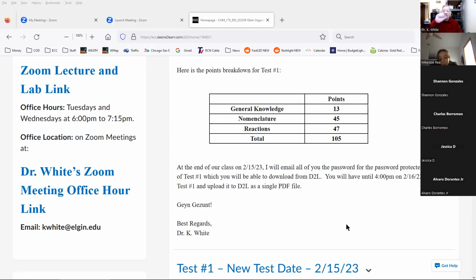So there's 5 bonus points. Now, the way I do bonus points is I don't specify a certain problem being a bonus problem. No, I just have the whole thing add up to 105 points.